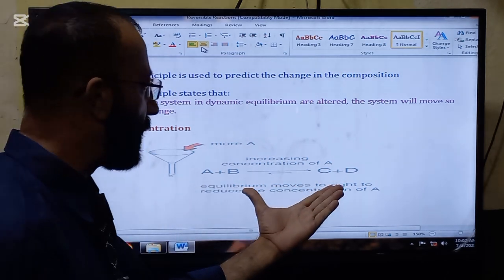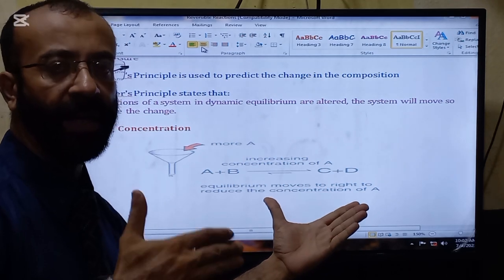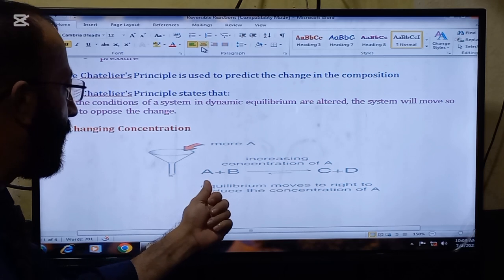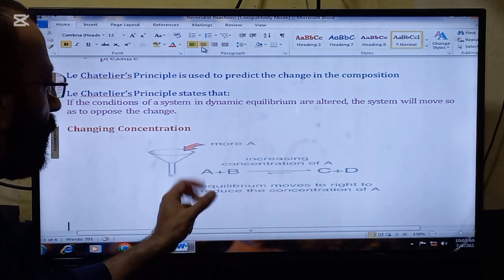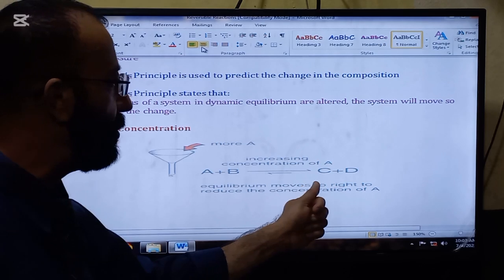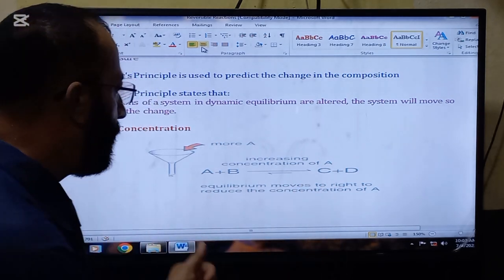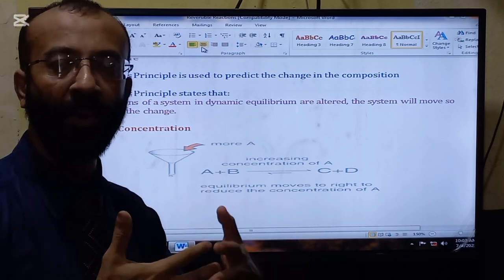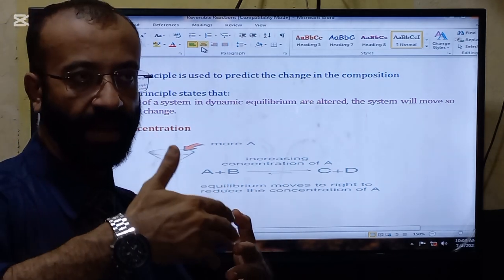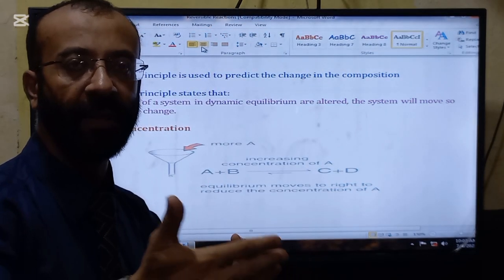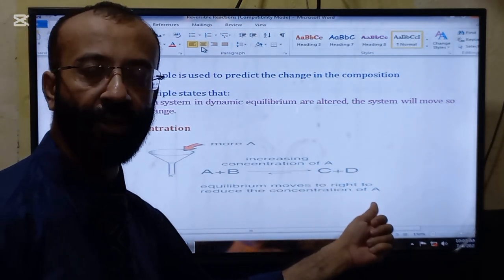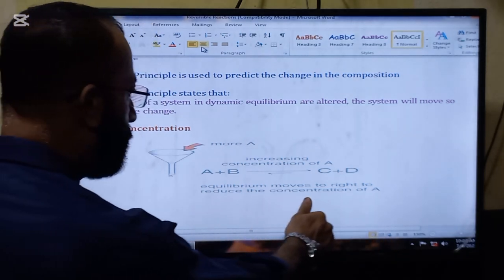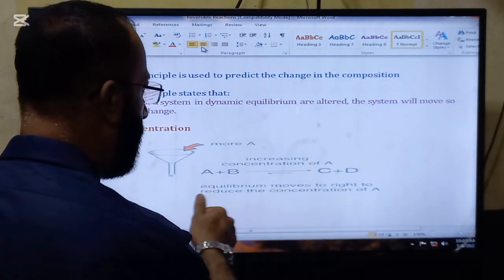Here is a reversible reaction, and the dynamic equilibrium state has been reached. Now look, if more A, which is a reactant, is added into the reaction, don't you think the amount of the reactant will be increased? There will be more collisions of the particles of the reactants, and the reaction will move towards the right. So more product will be produced. So the equilibrium moves to the right to reduce the concentration of A.